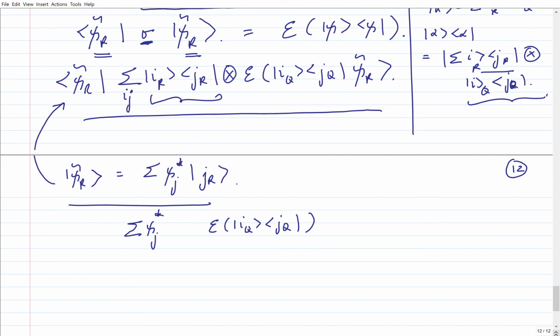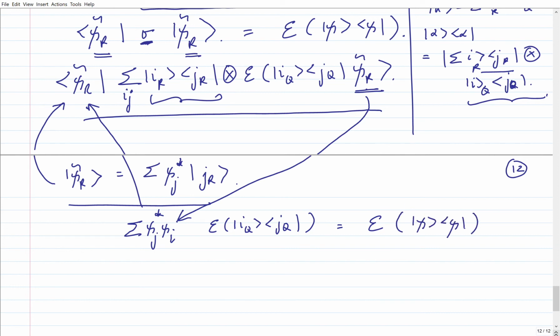I forgot which one is the complex conjugate. So yeah, this guy. One of them comes from here, this guy, and the psi j star would come from here. And lo and behold, this is nothing but the quantum operation on the state. So that part is clear.